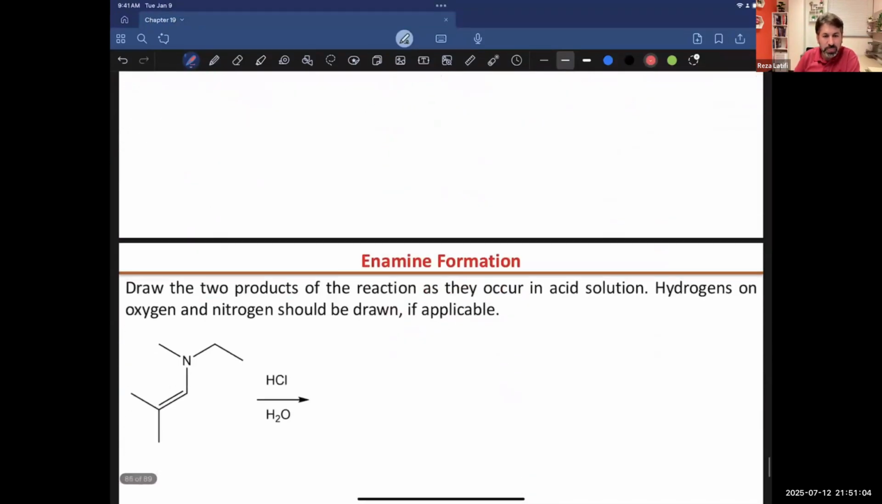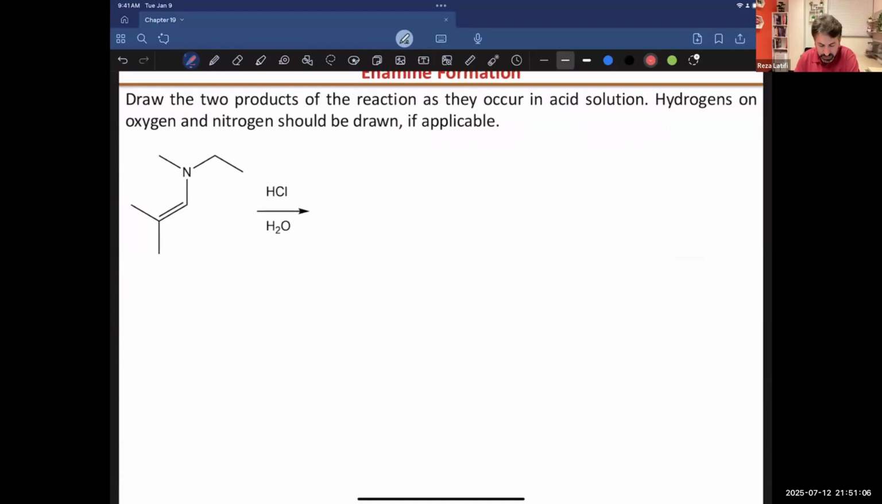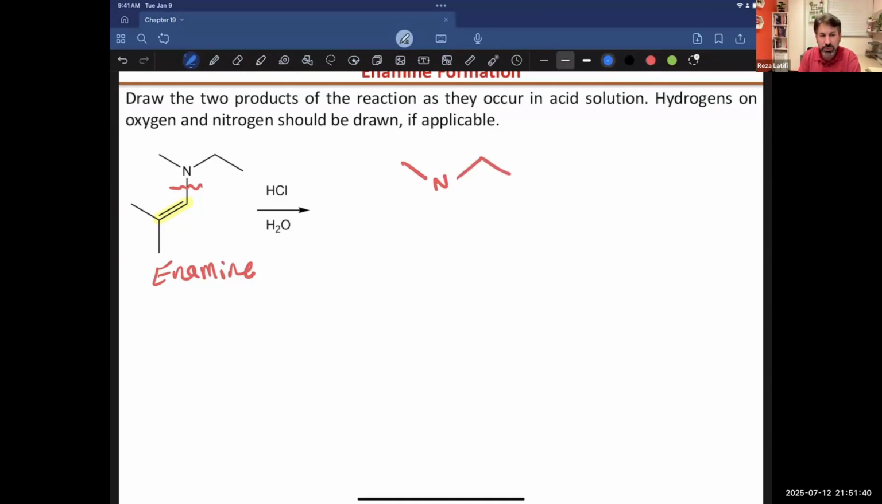Now, the second example. I have a nitrogen attached to a carbon that's involved in a double bond. So that's not going to be an imine. This one is going to be an enamine. And I see only one single bond between nitrogen and carbon. So I'm going to break that single bond, and it will give me nitrogen attached to methyl and then ethyl. And I said, equal to the number of bonds that you break, you put hydrogen.